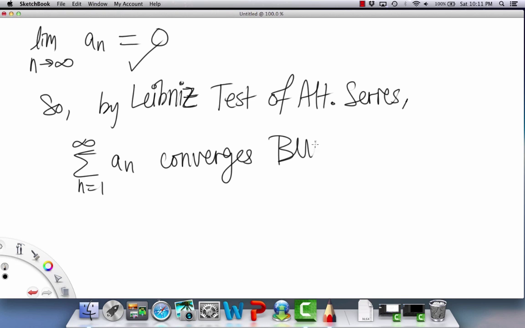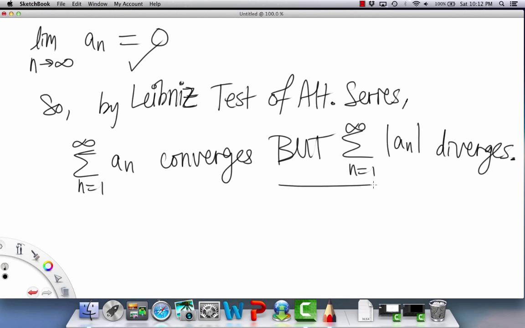But, and here's our but, the absolute value of a sub n does not. That diverges. So what we can conclude, this was from the first part. Remember when we tried to do the absolute value one and that didn't really work out? So when the sequence itself converges but the absolute value of it does not converge and it diverges instead, then we have conditional convergence.